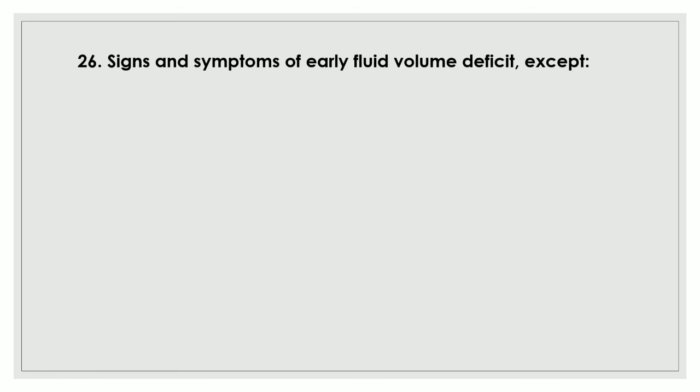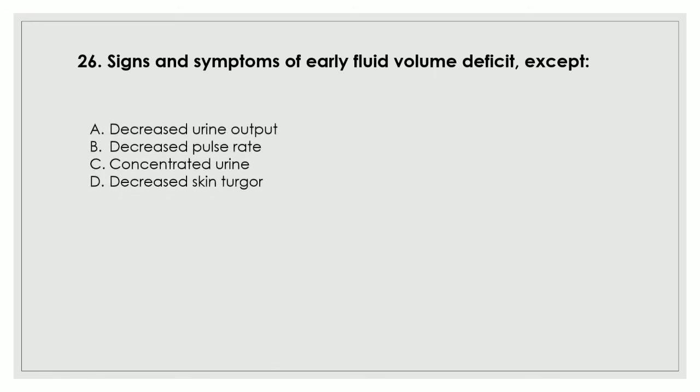Question number 26. Signs and symptoms of early fluid volume deficit except: A. Decreased urine output, B. Decreased pulse rate, C. Concentrated urine, D. Decreased skin turgor. Answer B. Decreased pulse rate.